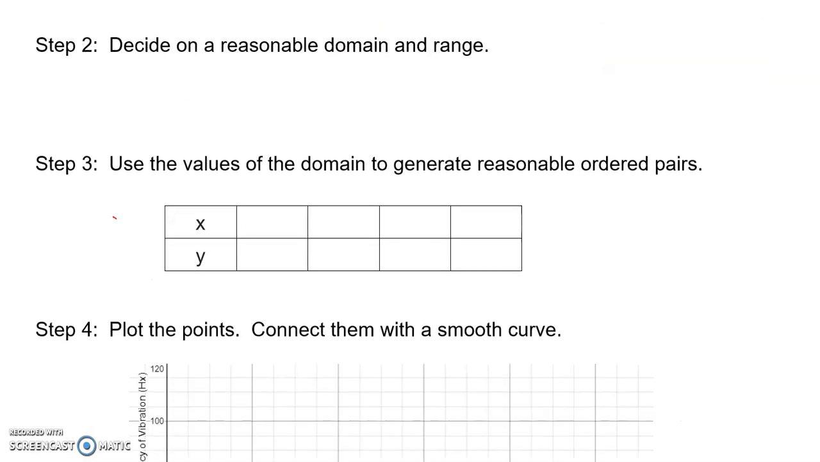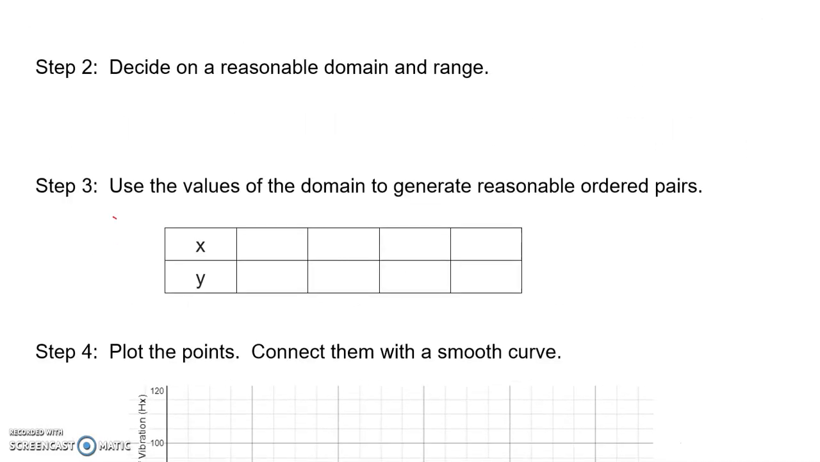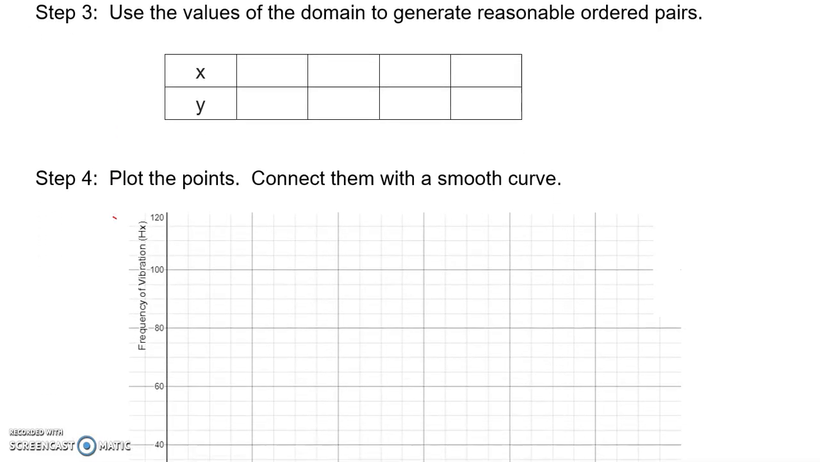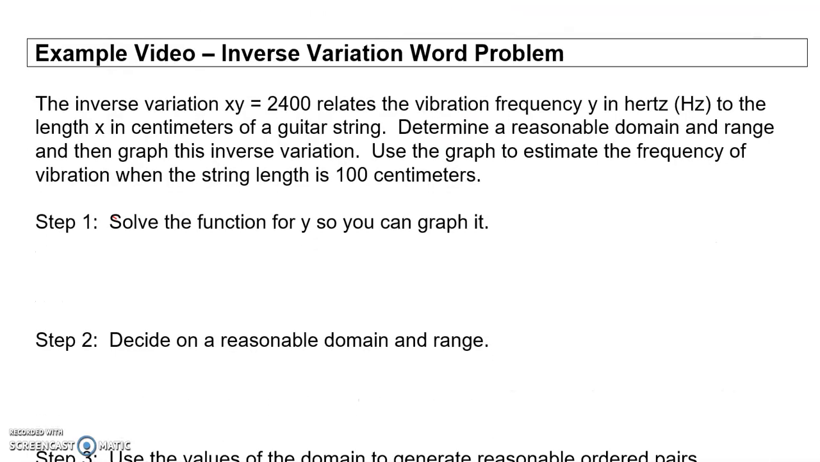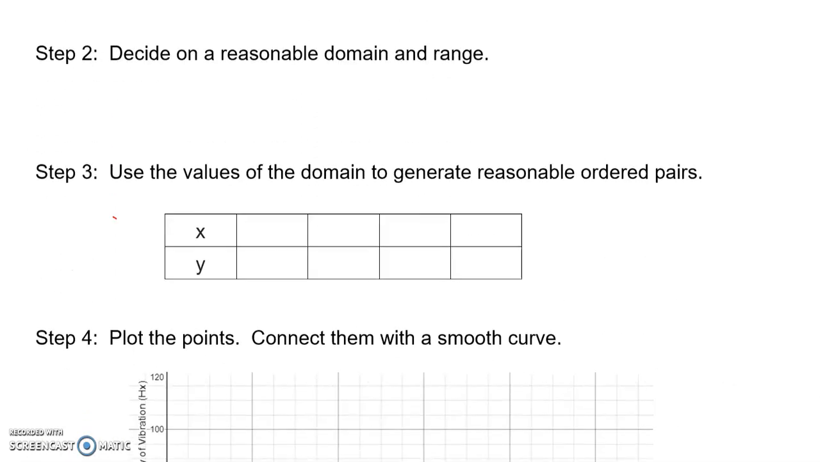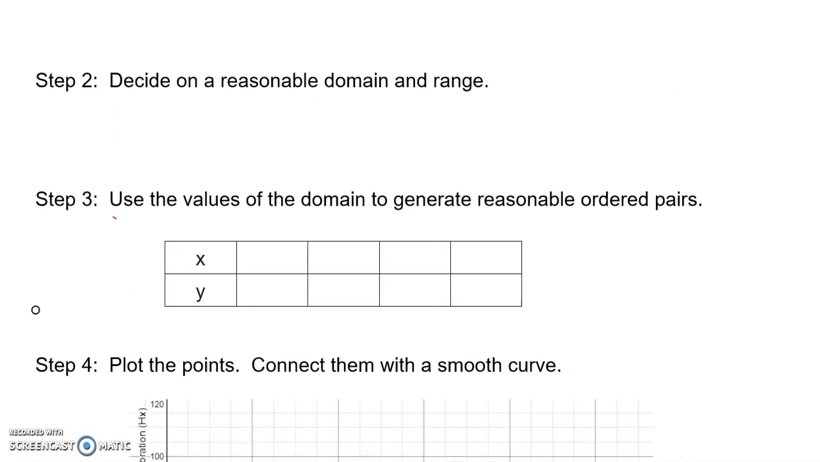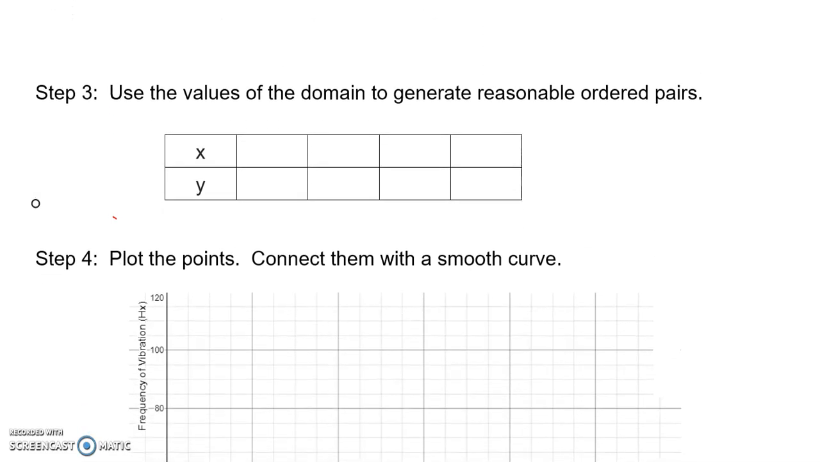So now if we go down here to step 3, we're going to use the values of the domain to generate reasonable ordered pairs. So we know we wanted positive values. If I peek down at my graph, I kind of see where I'm going to be graphing.